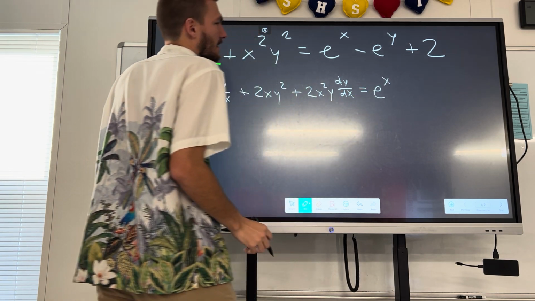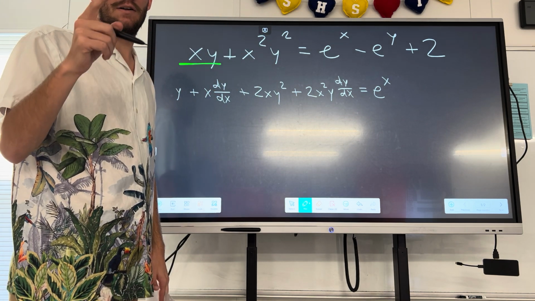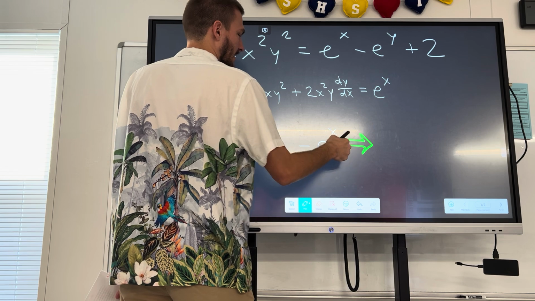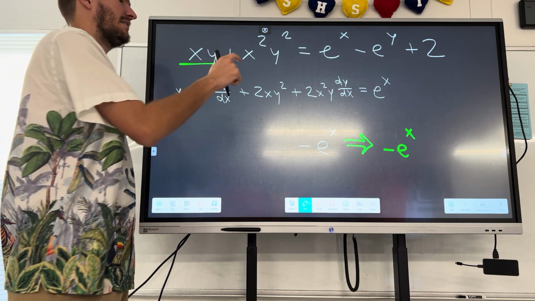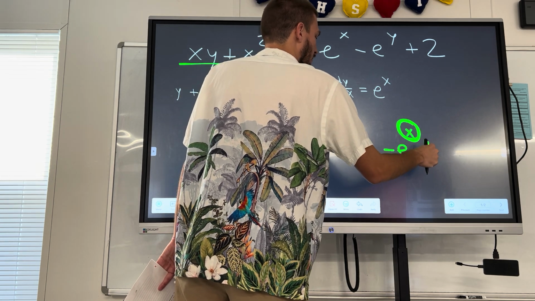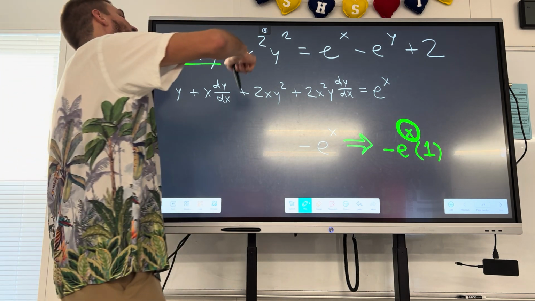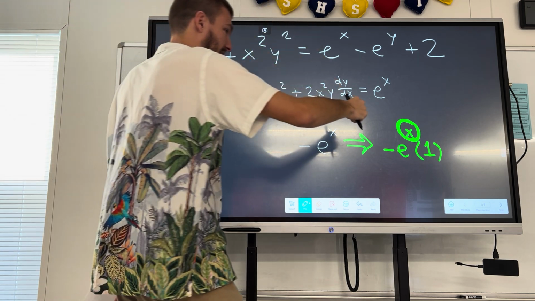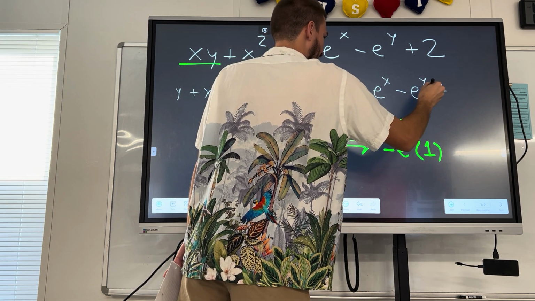E to the x. What's the derivative of negative e to the y? Well, if it was negative e to the x, it would be negative e to the x. But we're still doing the derivative of the top. It just happens to be 1, which is why we don't really care about it. So when we do e to the y, we're still doing the derivative of the y, which means it would be e to the y dy dx.